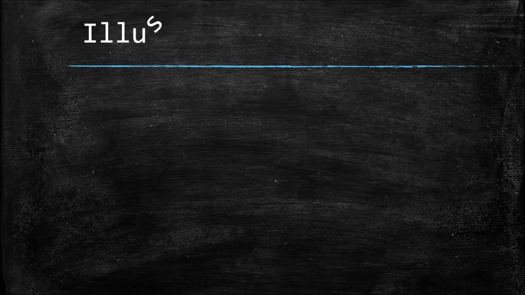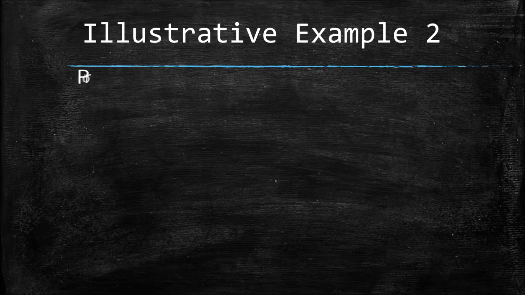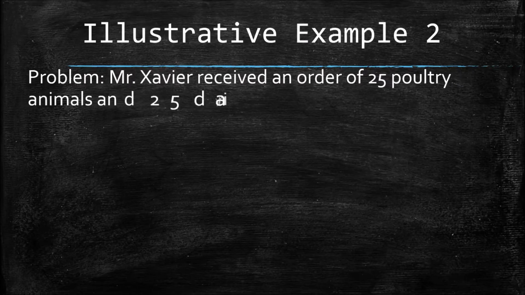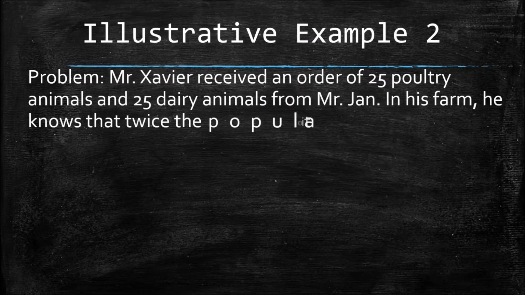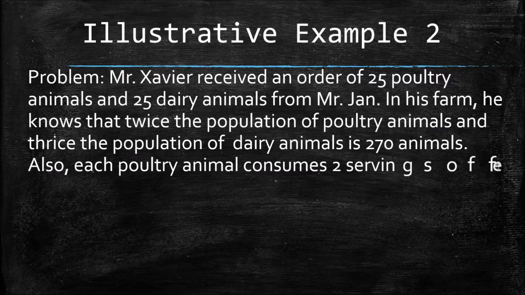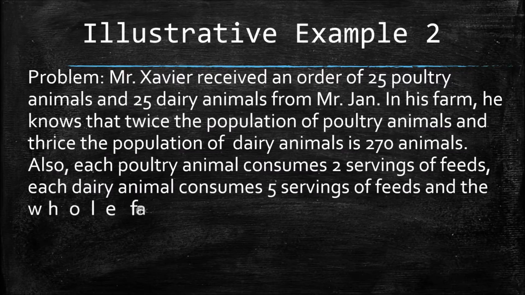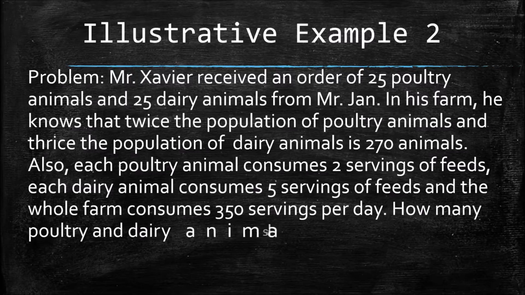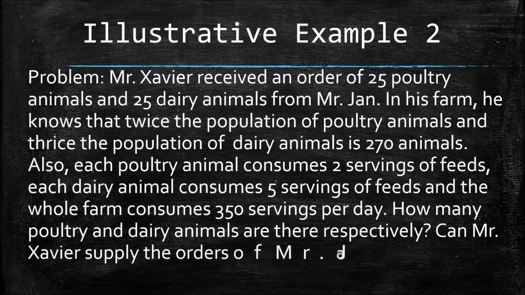So let's have another illustrative example. Mr. Xavier received an order of 25 poultry animals and 25 dairy animals from Mr. Jan. In his farm, he knows that twice the population of poultry animals and thrice the population of dairy animals is 270 animals all in all. Also, each poultry animal consumes 2 servings of feeds, each dairy animal consumes 5 servings of feeds, and the whole farm consumes 300 servings of feeds per day. How many poultry and dairy animals are there respectively? Can Mr. Xavier supply the orders of Mr. Jan?